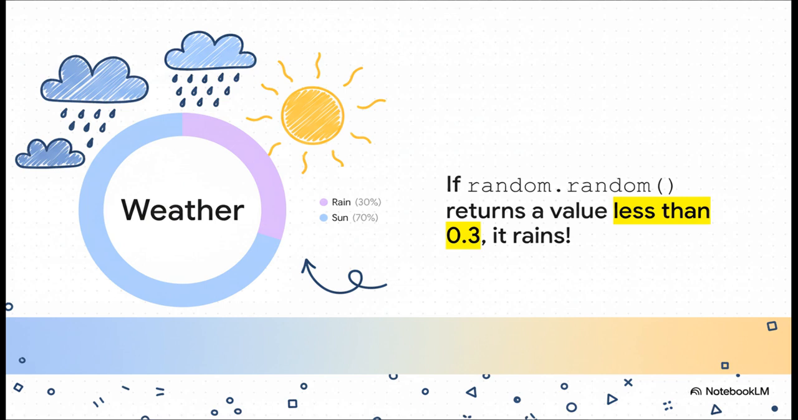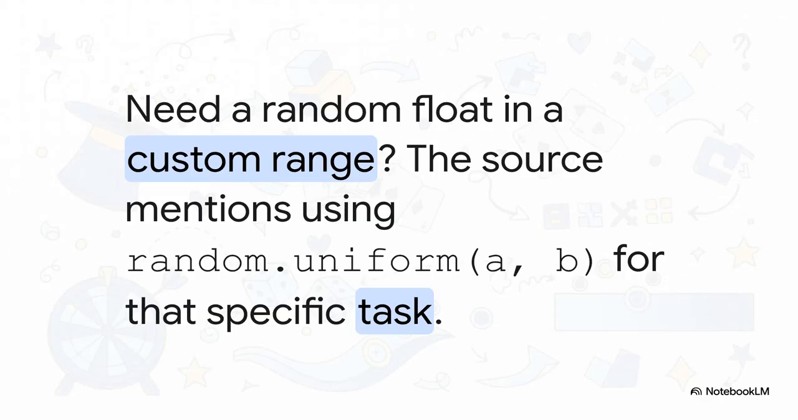Pretty cool, right? But you might be wondering, what if I need a random decimal that isn't between 0 and 1? Like, say, between 5.0 and 10.0? Don't worry, the random module has you covered there too. For that specific job, there's a function called random.uniform.